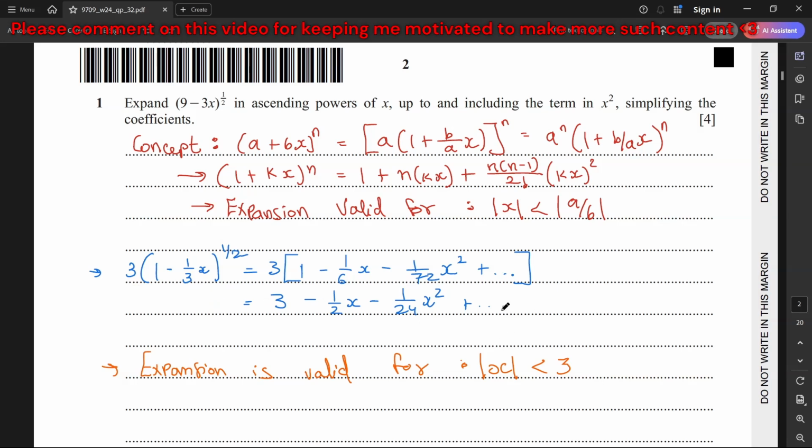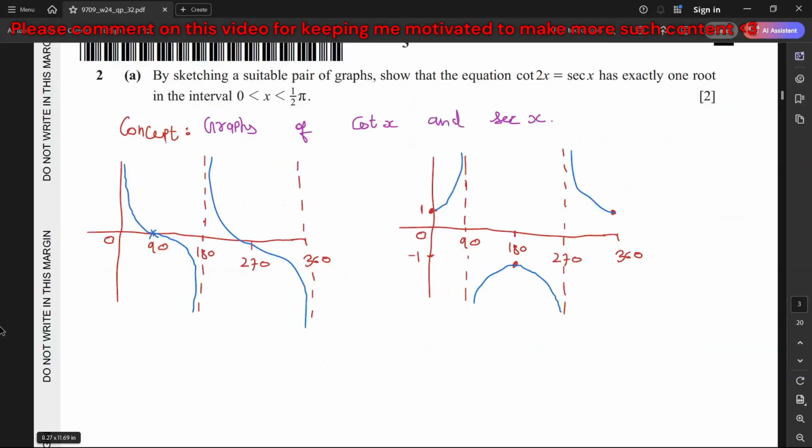Okay, so all these concepts that we know in the binomial expansion are pretty simple, and I hope that this answer has given you some sense of how you can solve this. Now for the second question, in the first part, we are asked to sketch a suitable pair of graphs and show that the equation cot 2x equals sec x has exactly one root in the interval of 0 to 90 degrees, or in other words 0 to pi by 2 radians.